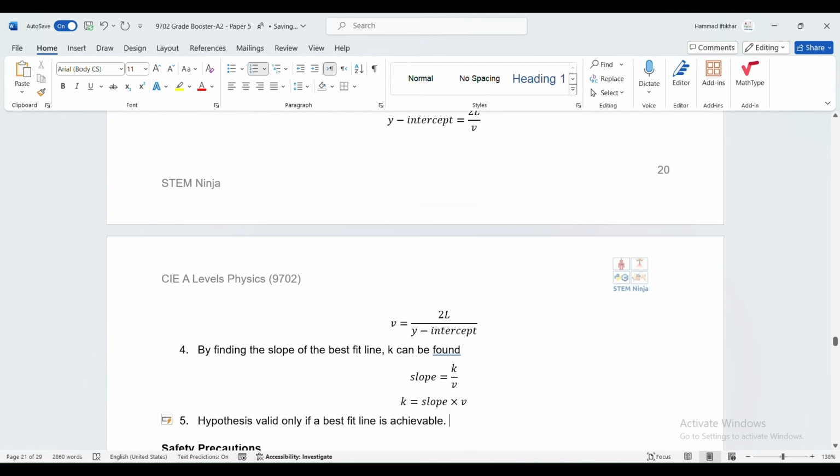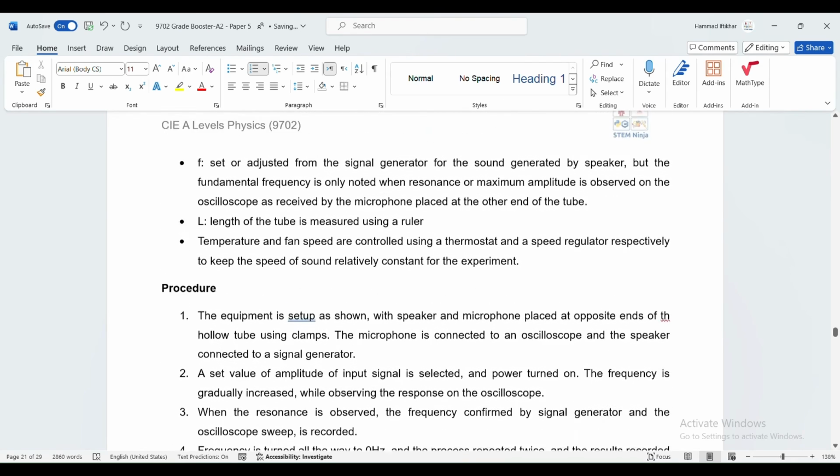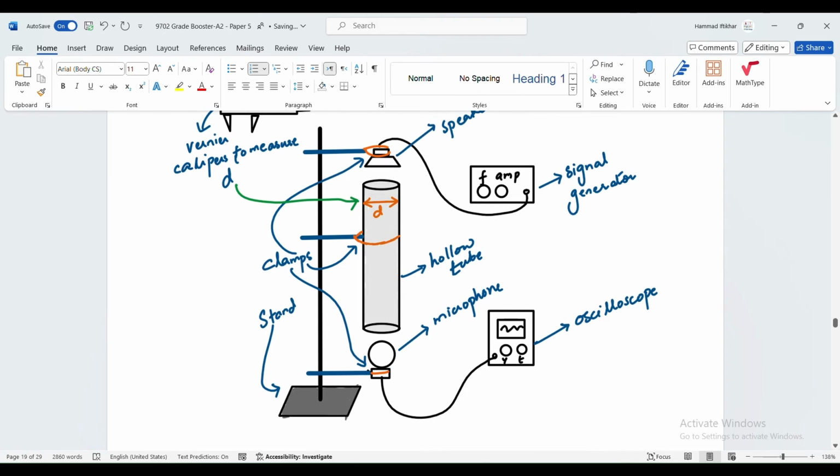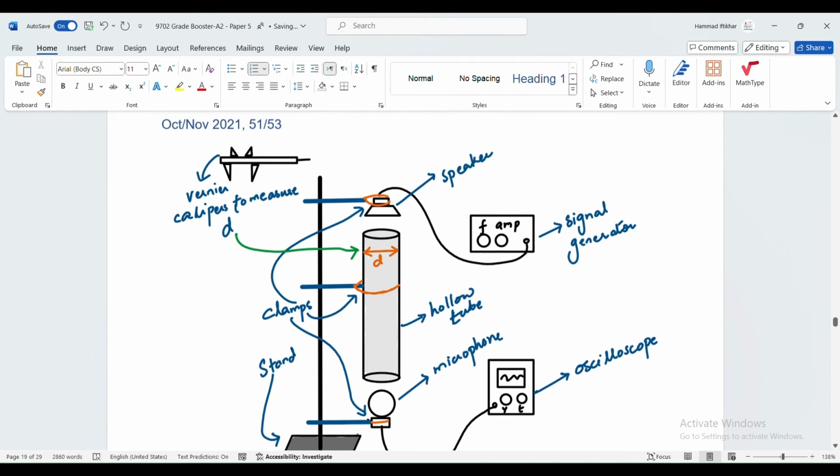Okay. Now let's see what our safety precautions are going to be. Safety precautions over here. Since this is sound, and obviously we're observing for resonance, we have to use ear mufflers, and we can keep the sound less loud. That means lower amplitudes. Okay.